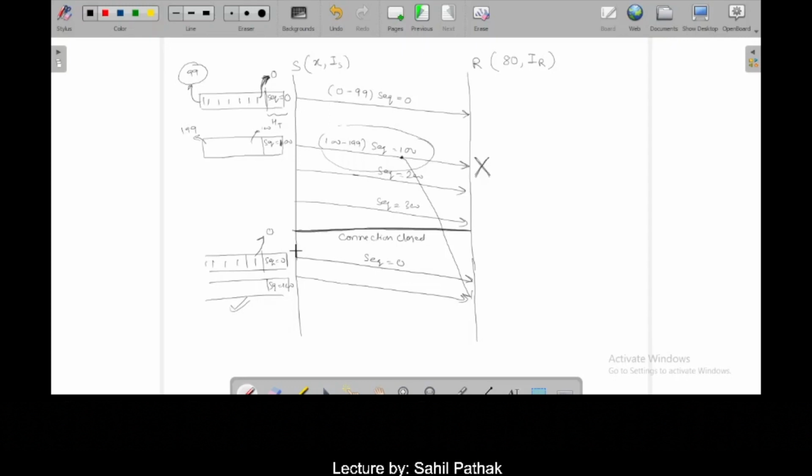Now what is the solution for that? Now we can start with a random sequence number. Okay, so now we have seen that every time we cannot start with a sequence number 0, and the solution for that is we can start with a random sequence number.